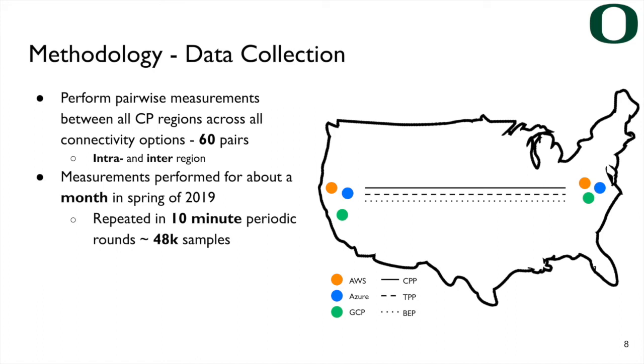For data collection, we perform pairwise measurements between all CP regions across all connectivity options, so 60 pairs in total. And we perform our measurements both within a region, inter-region, and across region or inter-region. These measurements were performed for about a month in the spring of 2019, and we repeated our measurements in 10-minute periodic rounds. So for each metric we have about 48K samples.